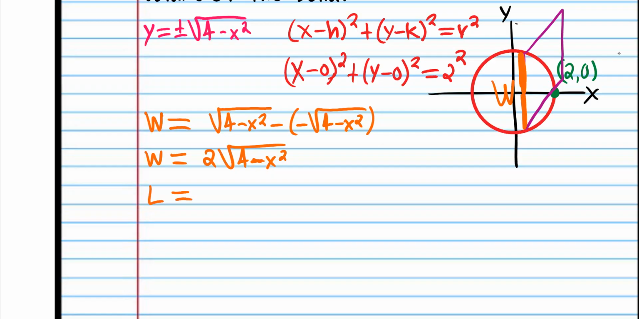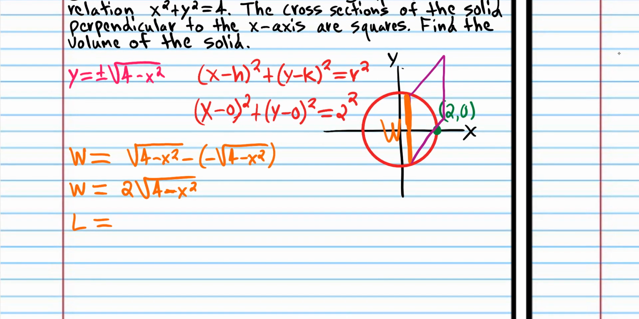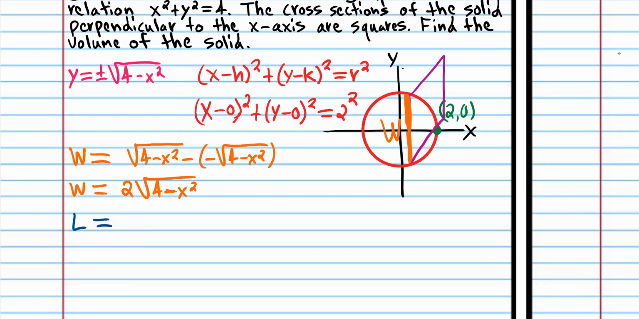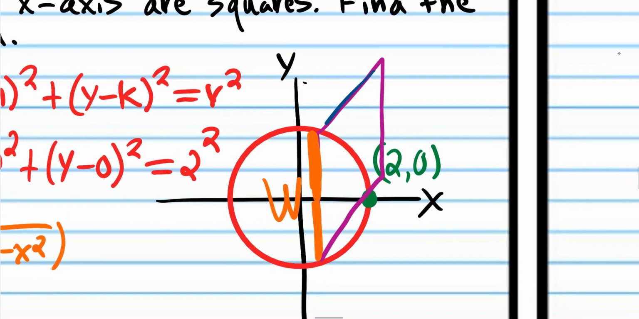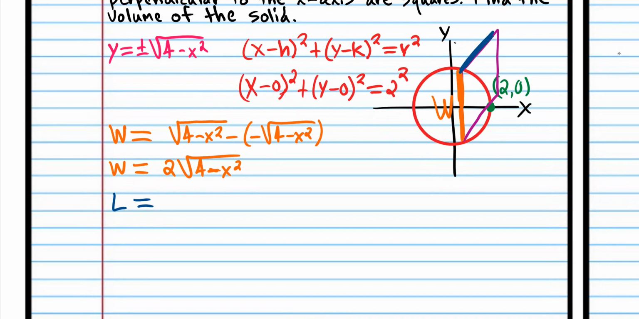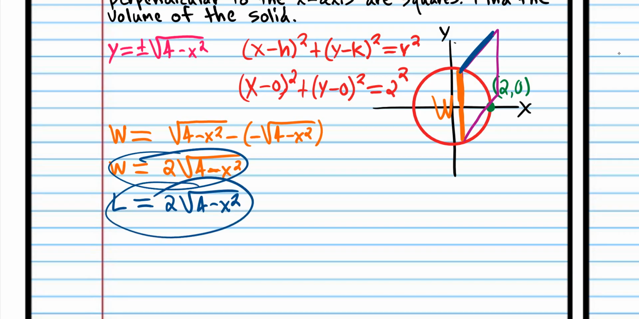Okay, now the length, let's do the length now. What color should we make that? I guess blue. I'm running out of colors. We'll make this the length. So the length is equal to the same thing, because it's a square, right? If the width is this length, then the length must be that length also. It's a square.